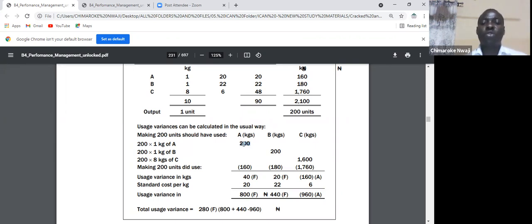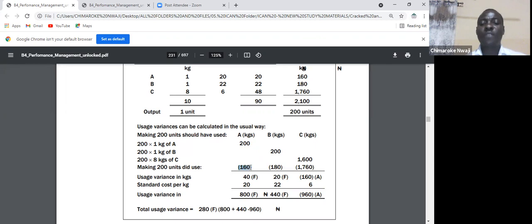Now, you spent 200 kilograms. That is what you are supposed to spend. That's the standard flexible budget. Plan for 1 unit. So how much quantity will it take you to do 200 units? 200 kilograms. But your actual quantity used is 160.